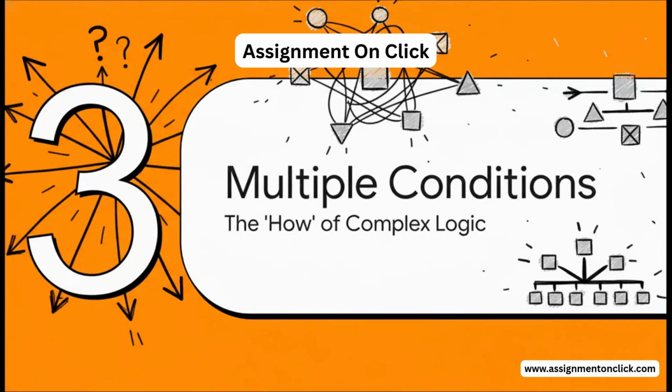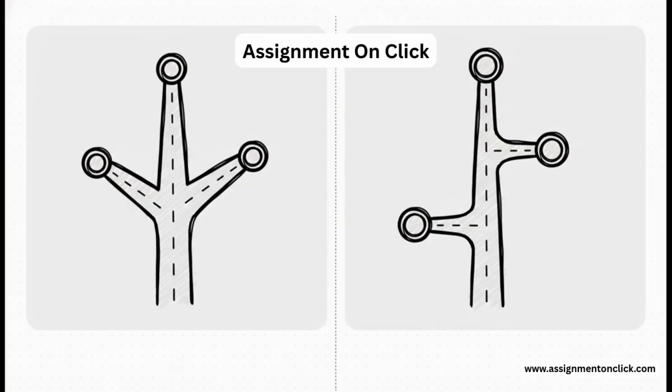Okay, but let's be real. Data is messy, right? It's almost never a simple yes or no situation. A lot of the time, we need to check for a whole bunch of different possibilities. And this is the how we build more complex, more realistic logic. This comparison is just perfect. On the left, you've got that simple two-way decision.